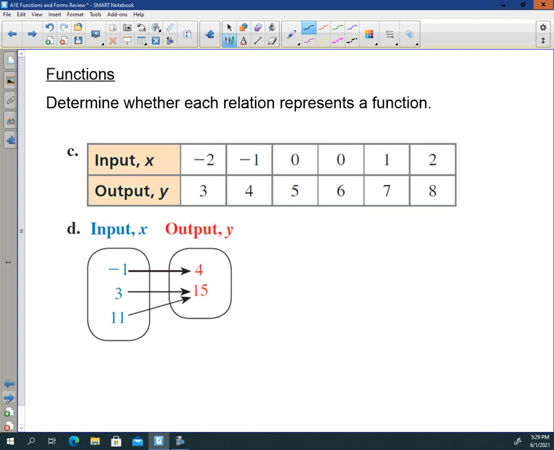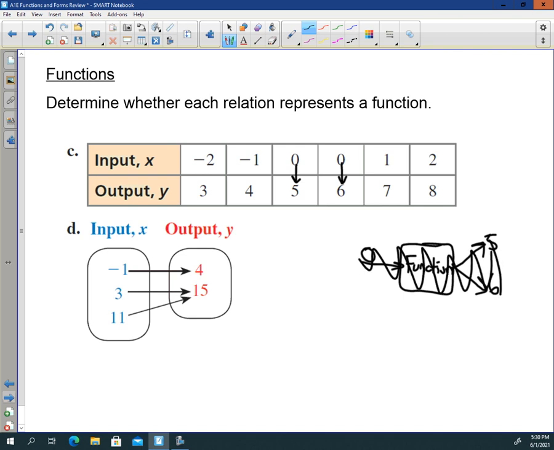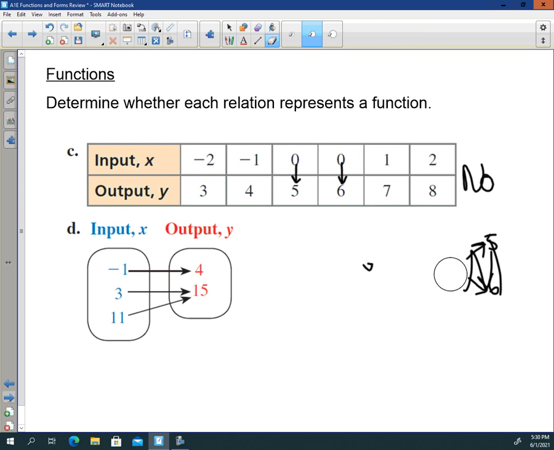We can do this on a table as well. As we look through these inputs in the top row, we have -2, -1, 0, and 0, 1, and 2. Notice that 0 goes to 5, but 0 also goes to 6. If we think of a function as a machine, if I'm putting 0 in, I might get a 5 out, and I might get a 6 out. So this ends up not being a function because you can't have 2 outputs for a single input.